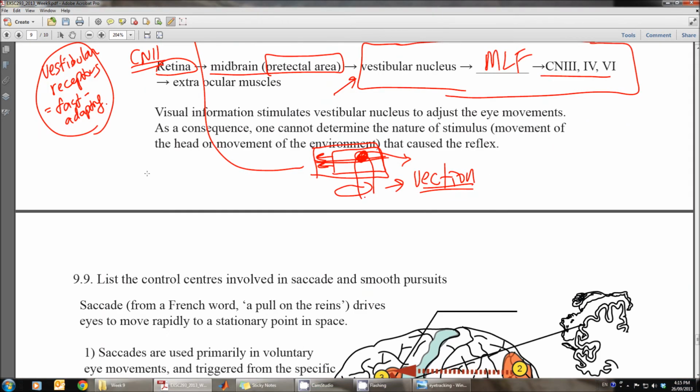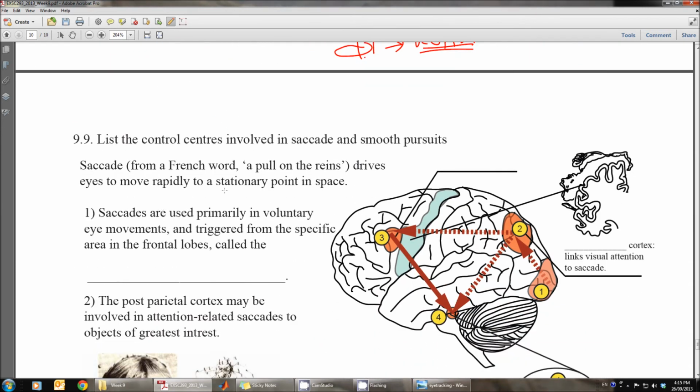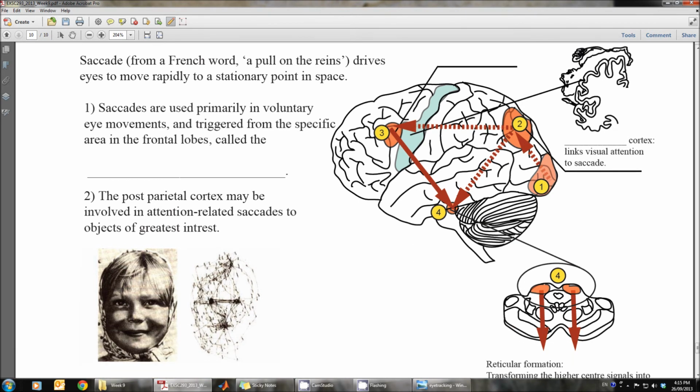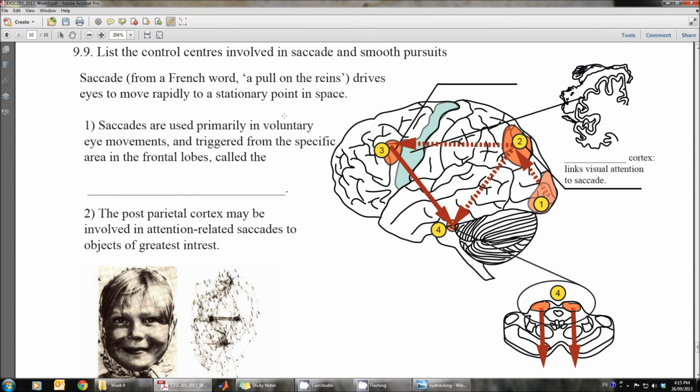Okay, let's move on to directing the gaze, and we're going to look at saccades and smooth pursuit eye movement. So let's have a look at saccades. That's a French word for pull on the reins. So what it does is move the eye rapidly to the spot and hold it there. It can happen in an involuntary fashion. So if I say look at the cursor, which is stationary, you can use your saccades to direct your gaze to look at that cursor in the right top corner.